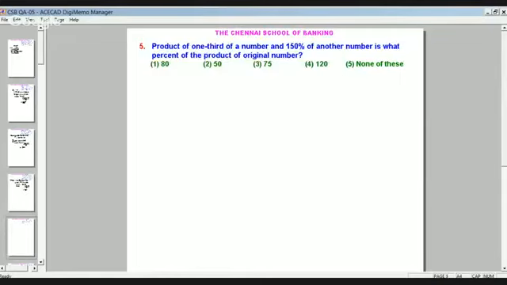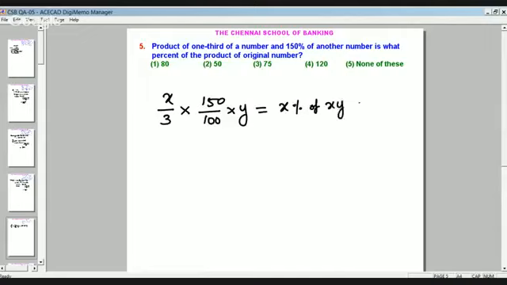Next, product of 1/3. Here 1/3 means x by 3. Product means multiply. 150% of another number. 150% means 150 by 100. Another number means y. Is means equal to what percentage of the product of the original numbers. Original numbers are x and y. Product of the numbers, because the product is only of two numbers.